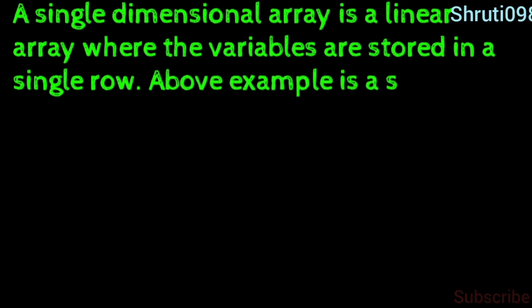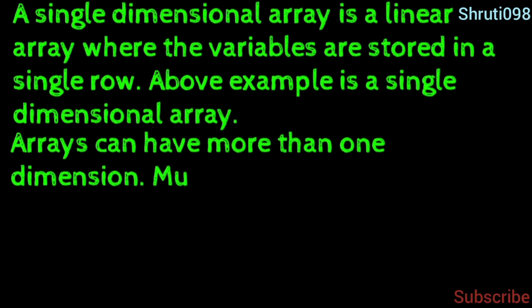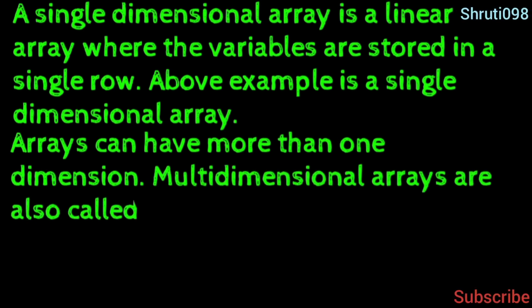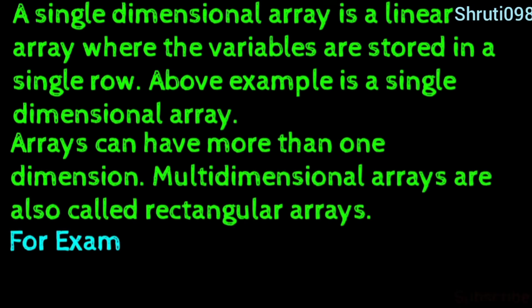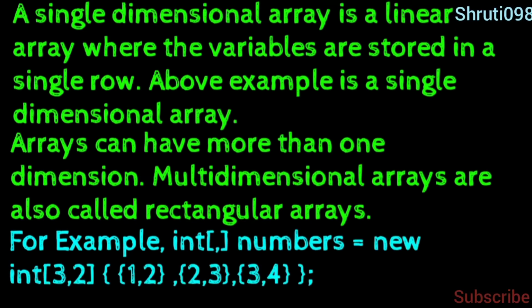The above example is a single-dimensional array. Arrays can have more than one dimension. Multidimensional arrays are also called rectangular arrays. For example, int[,] numbers = new int[3,2] {{1, 2}, {2, 3}, {3, 4}}.